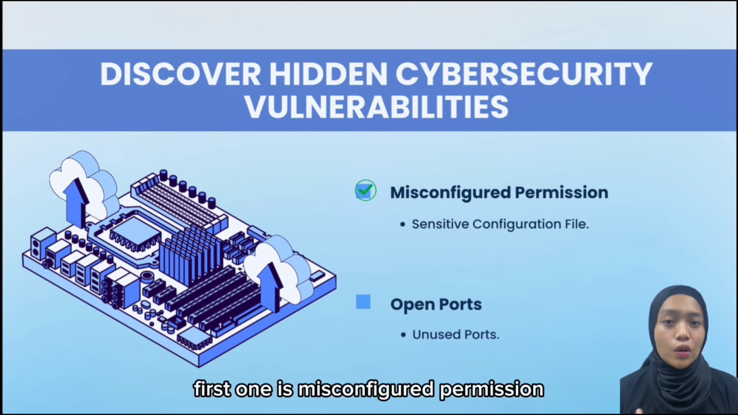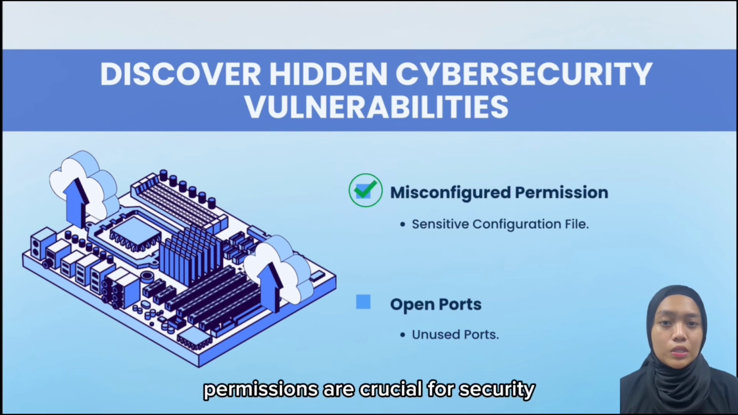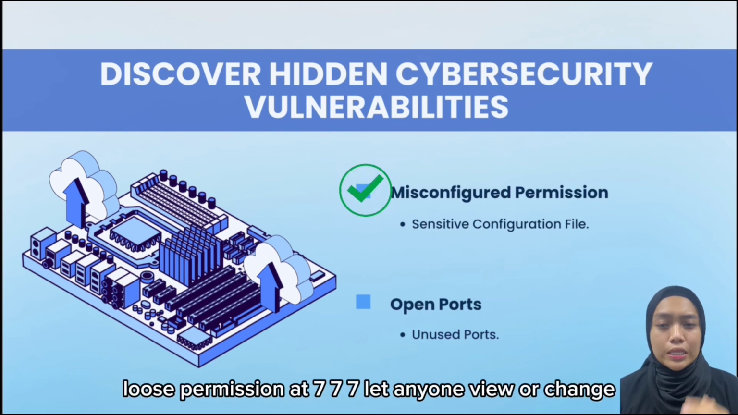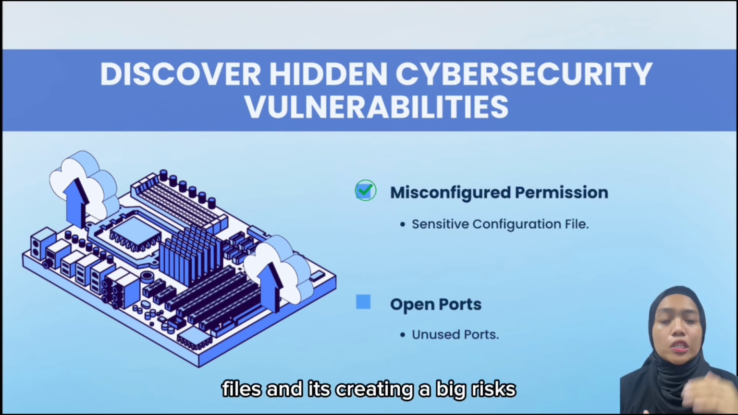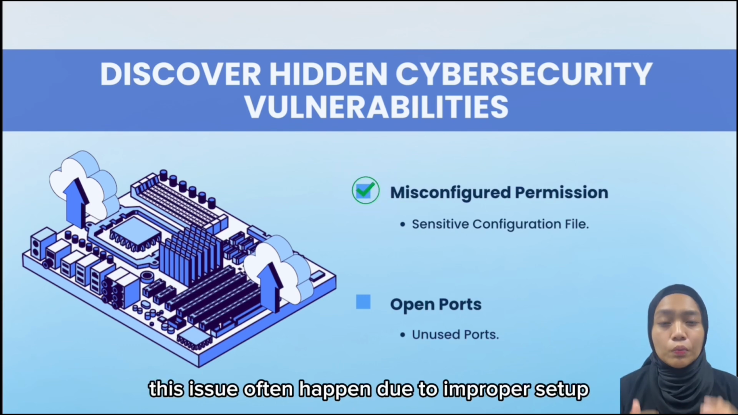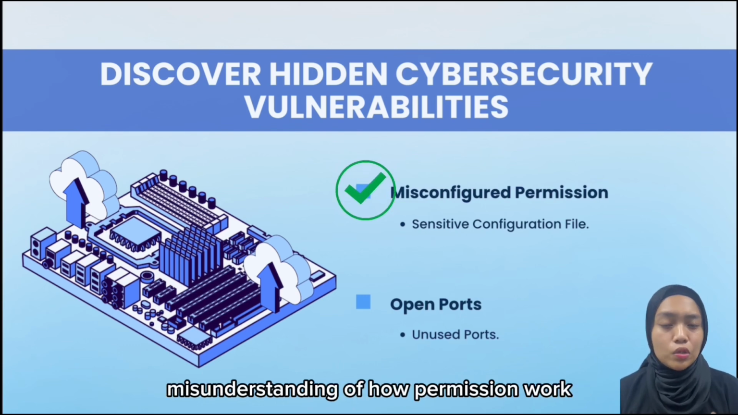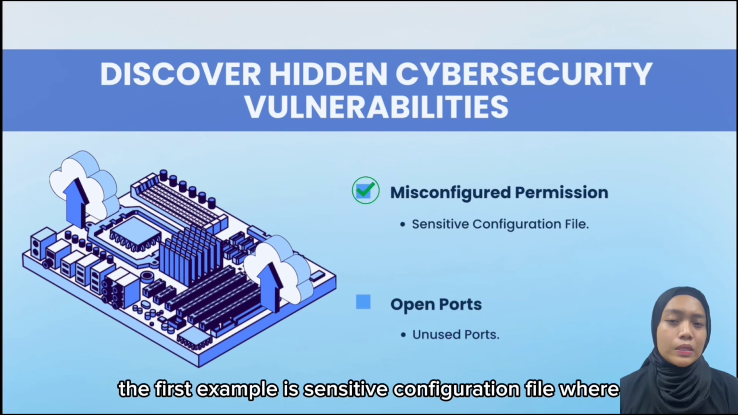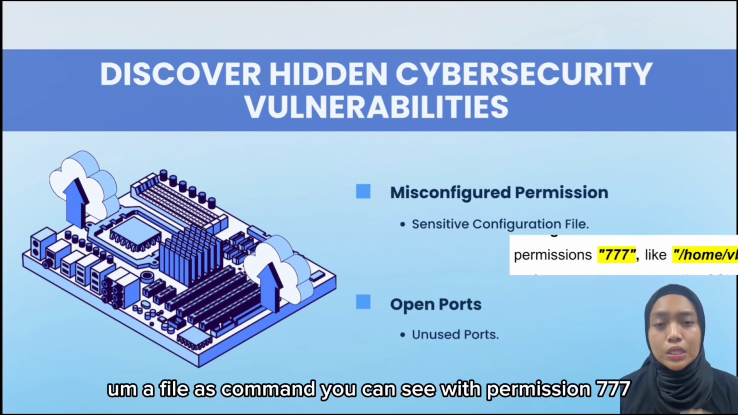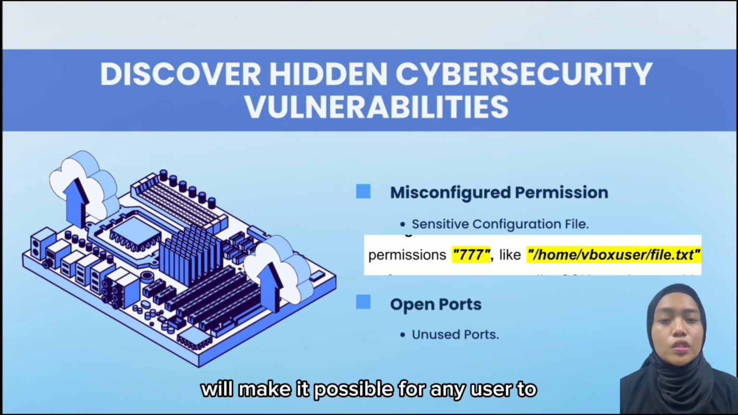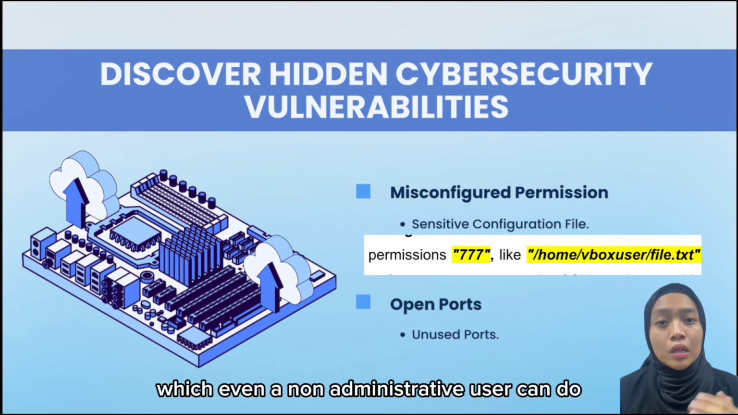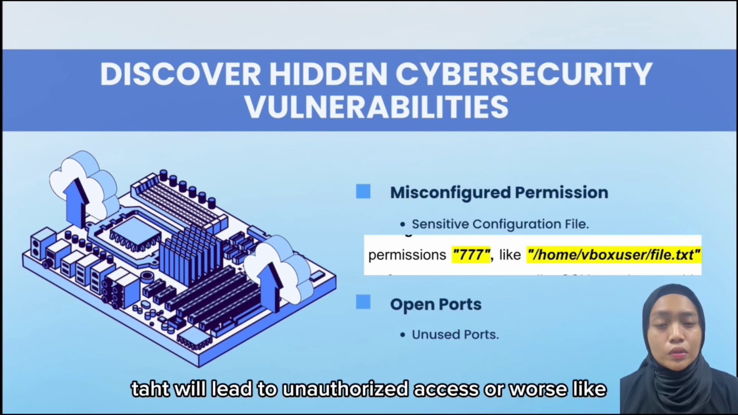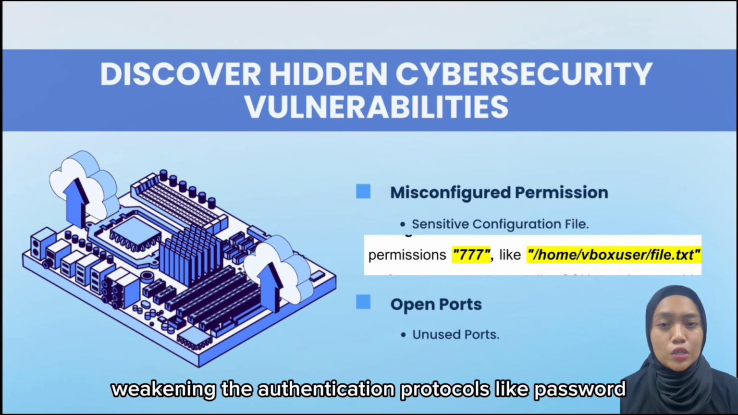The first one is misconfigured permission. Linux file and directory permissions are crucial for security. Loose permission like 777 lets anyone view or change files and creates a big risk. This issue often happens due to improper setup and misunderstanding of how permissions work. Here's the example. The first example is a sensitive configuration file, where a file, as the command you can see, with permission 777 will make it possible for any user to edit secure shell settings, which even a non-administrative user can do. That will lead to unauthorized access, or worse, weakening the authentication protocols like password.